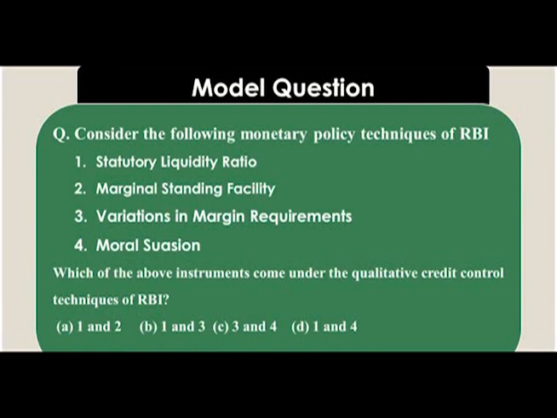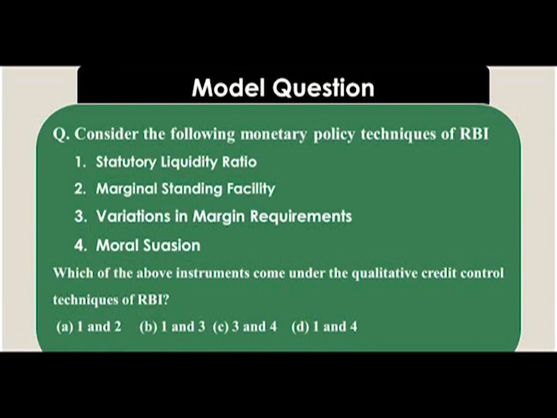Here we can expect a question like this. Consider the following monetary policy techniques of RBI. There are 4 variables. 1. Statutory liquidity ratio. 2. Marginal standing facility. 3. Variations in margin requirements. 4. Moral suasion. Here there is a trick. They just interchanged quantitative and qualitative credit control techniques. The questions include a blend or mixture of these 2 techniques.